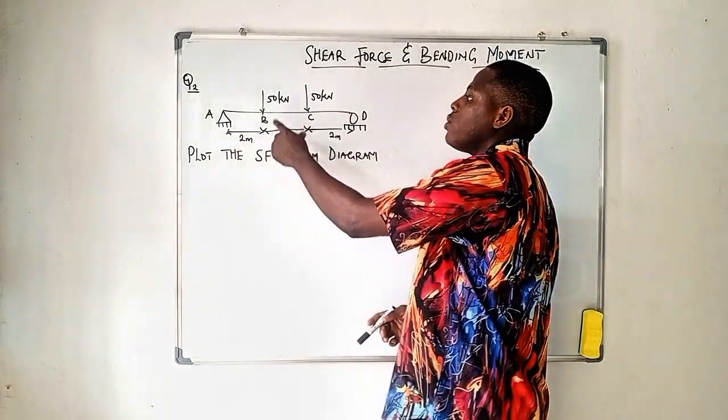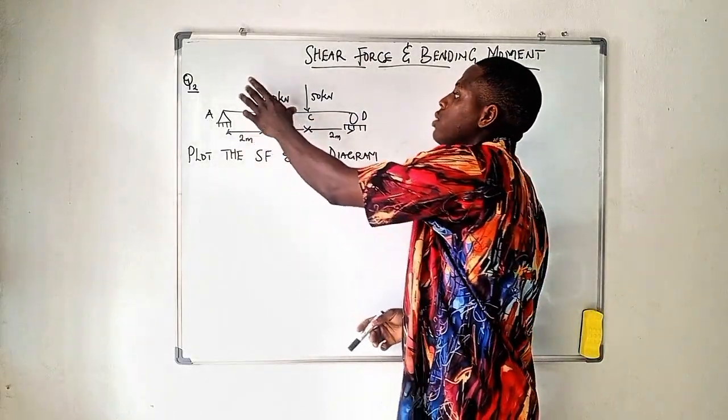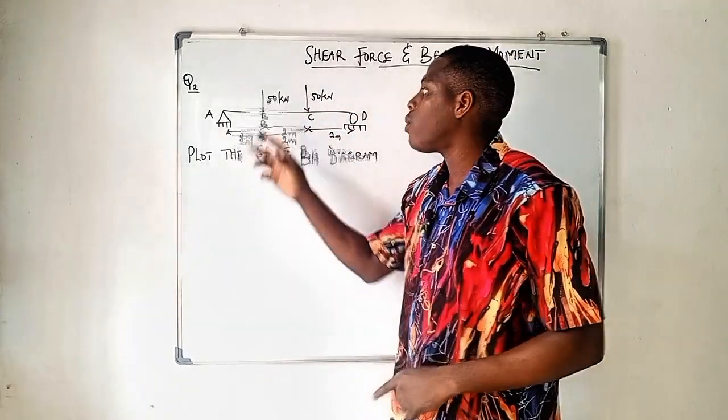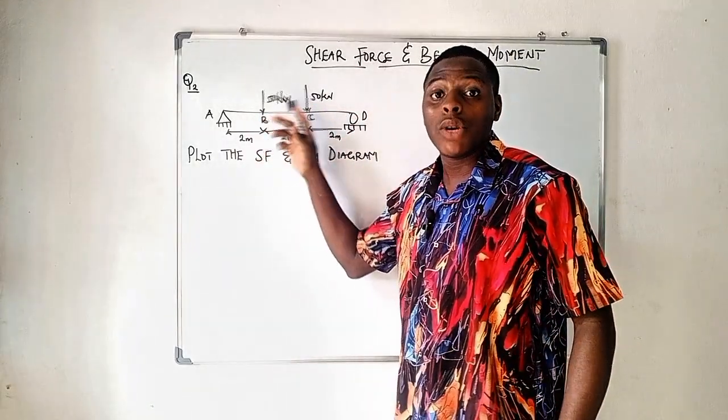The diagram they gave to us has two point loads, which are 50 kilonewton and 50 kilonewton. And remember, what are we dealing with here? We have point loads.